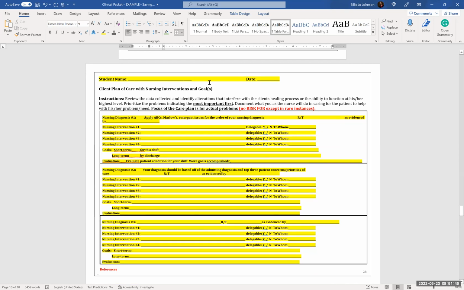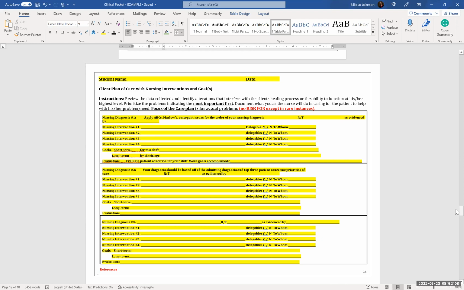So this is your student name, obviously your date. Okay, this is going to be where you're going to put your diagnosis. So your plan of care with interventions and goals. Now, for nursing diagnosis, you want to make sure you're applying your ABCs, Maslow's, the emergent issues of the day for that patient and put those in order.